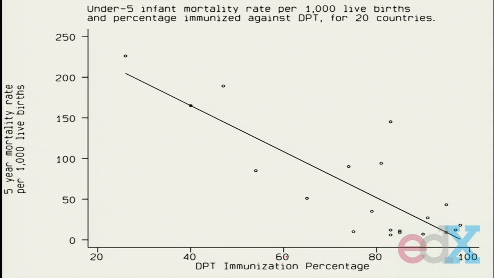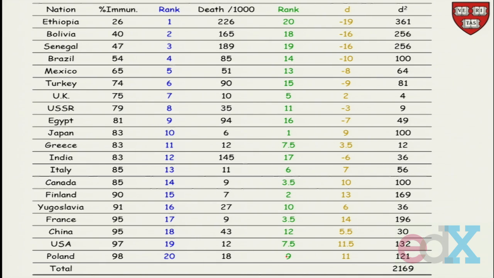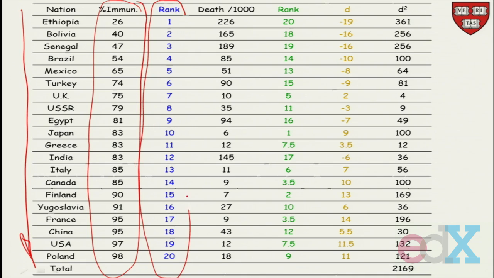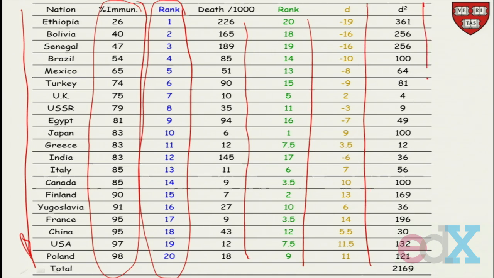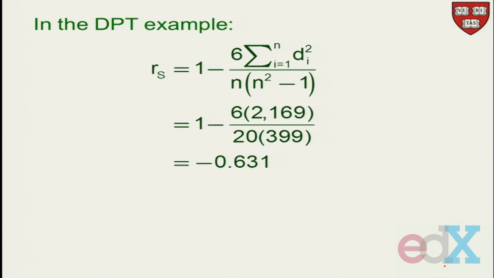All right, going back to our DPT example, the immunization percentages are probably not normally distributed, so maybe we shouldn't do Pearson's. The mortality rate is probably not normally distributed either. So why not do Spearman's? Here are the countries, ranked by their percent immunization. Then we look at the under-5 mortality rate, rank them accordingly, look at the d's, and then the d squareds. The sum of the d squares is 2,169.